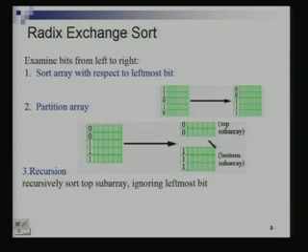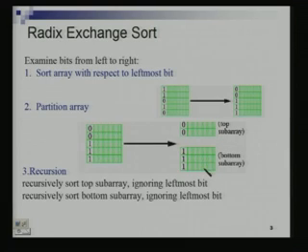We will recursively sort the top subarray ignoring the leftmost bit, and we will recursively sort the bottom subarray ignoring the leftmost bit once again. And how are we going to sort these? Using the same idea. We are going to partition this using the second leftmost bit, and so on and on.